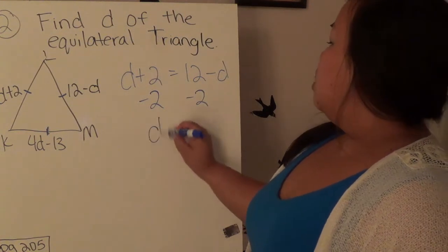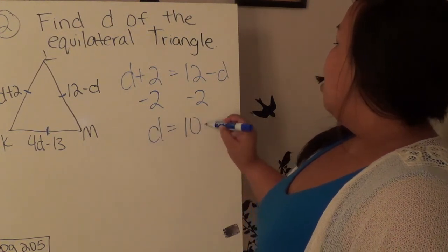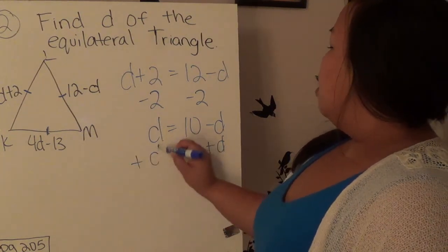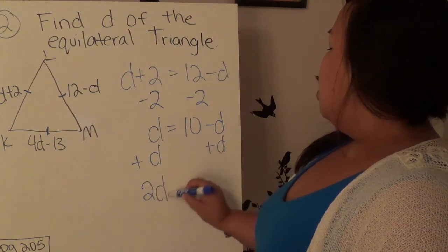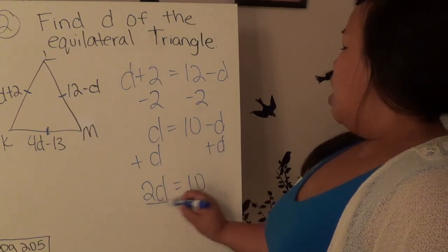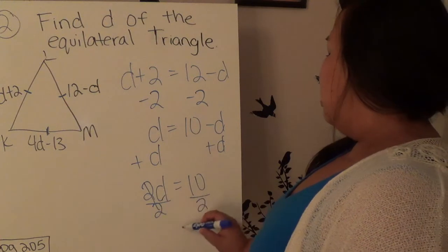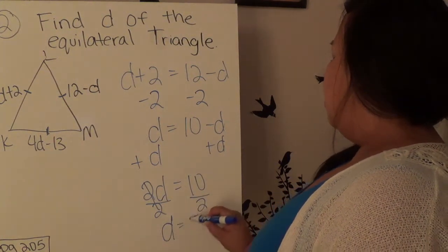So my first step is to subtract 2 from both sides. I end up with D equals 10 minus D. Then I add D to both sides. I end up with 2D equals 10. And then I divide both sides by 2. This cancels out and I end up with D equals 5.